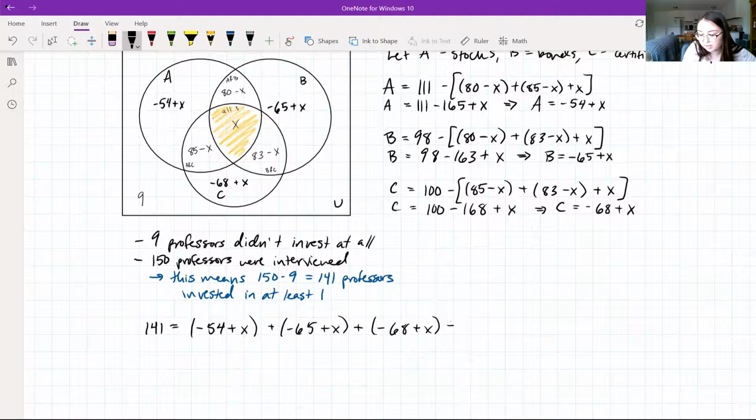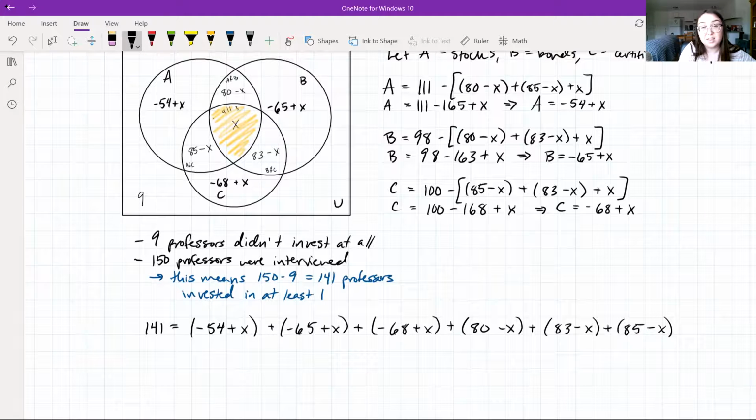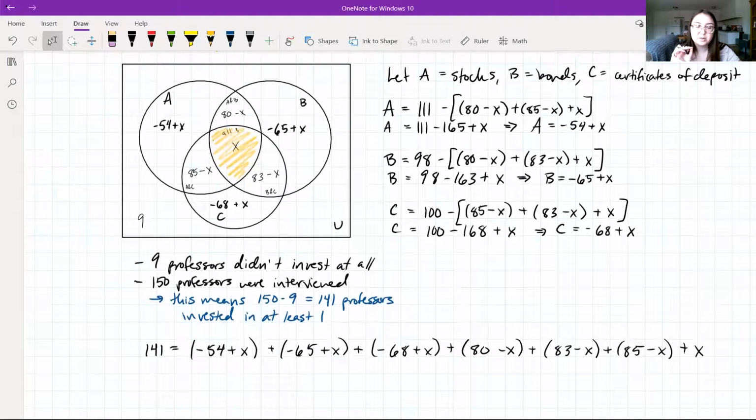Now let's move on to our ones closer to the center. So we can take 80 minus x plus 83 minus x plus 85 minus x. And then we have our center, x. So we have the sum of each of these regions, and we set it equal to 141. So now all we have to do is simplify and solve for x.